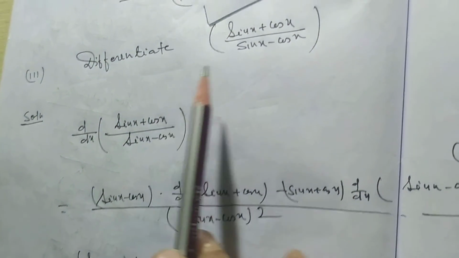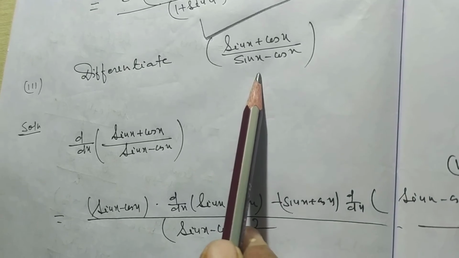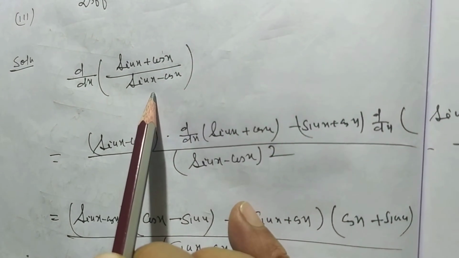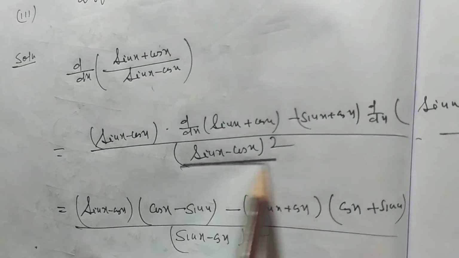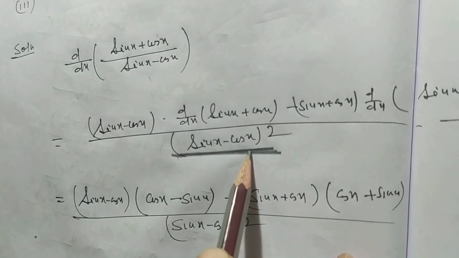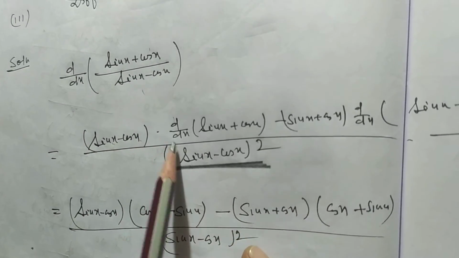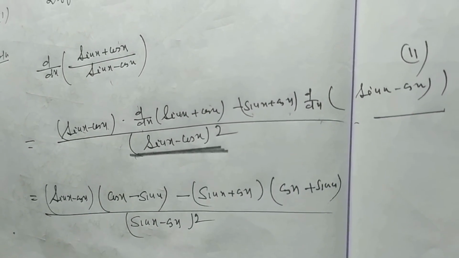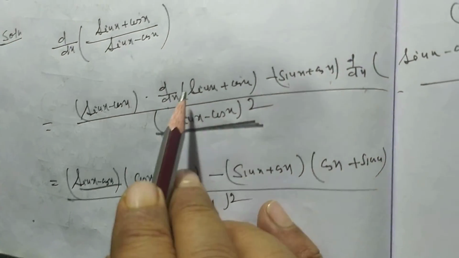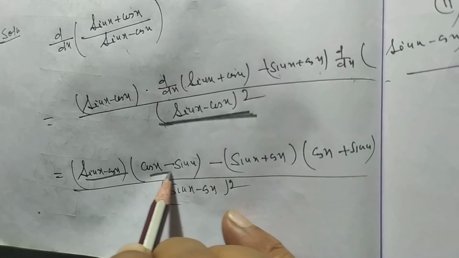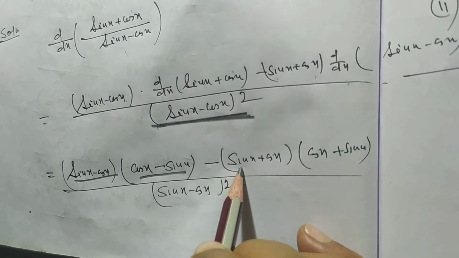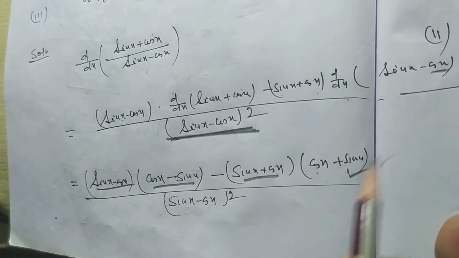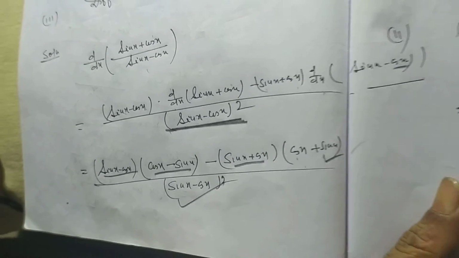Now the third problem is differentiate sin x plus cos x divided by sin x minus cos x. So d by dx of sin x plus cos x divided by sin x minus cos x is, take the square of the denominator, sin x minus cos x whole square. So sin x minus cos x, d by dx of sin x plus cos x, minus sin x plus cos x, d by dx of sin x minus cos x. So sin x minus cos x and d by dx of sin x plus cos x is cos x minus sin x. And it is sin x plus cos x and cos x, and the differentiation of minus cos x is plus sin x. So it will be over sin x minus cos x whole square.